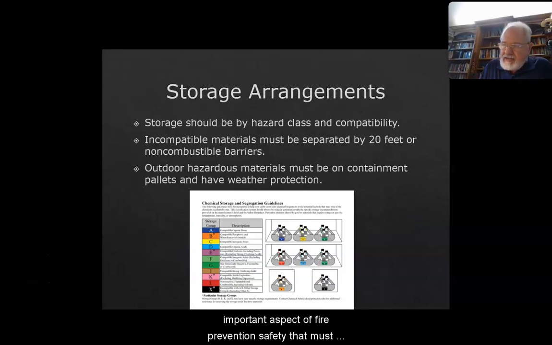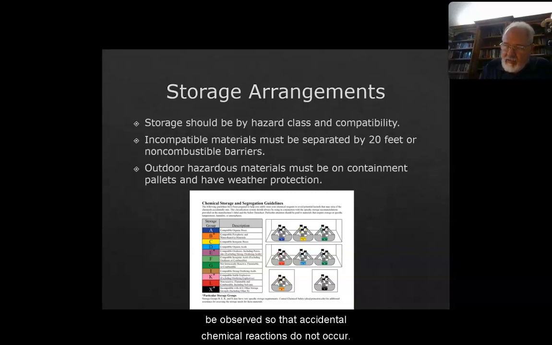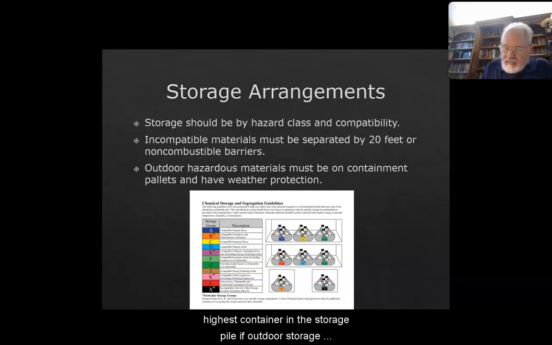Storage arrangements of hazardous materials are an important aspect of fire prevention safety that must be observed so that accidental chemical reactions do not occur. Storage should be by hazard class and compatibility. Incompatible materials must be separated by 20 feet or non-combustible barriers. Outdoor hazardous materials must be on a containment pallet and have weather protection. Non-combustible barriers must extend 18 inches above the highest container in the storage pile.